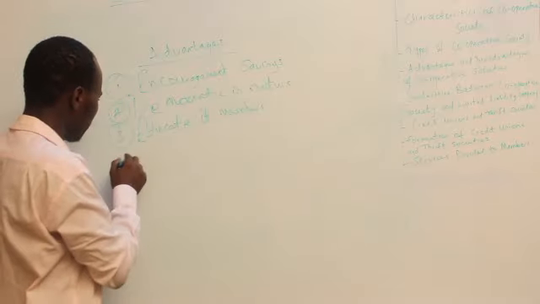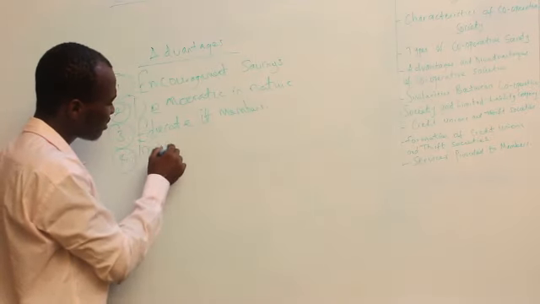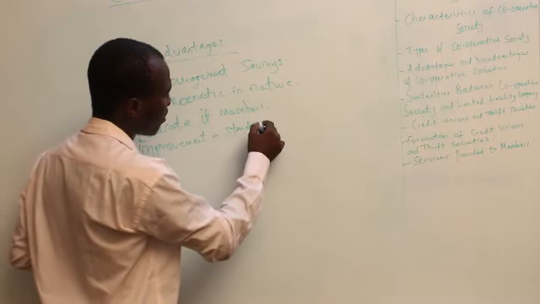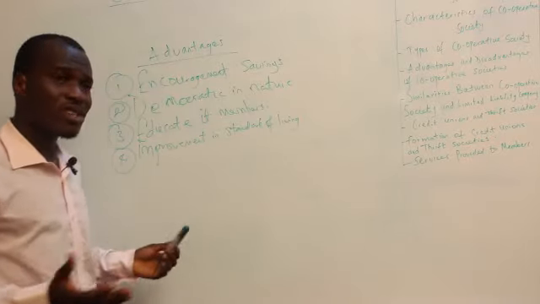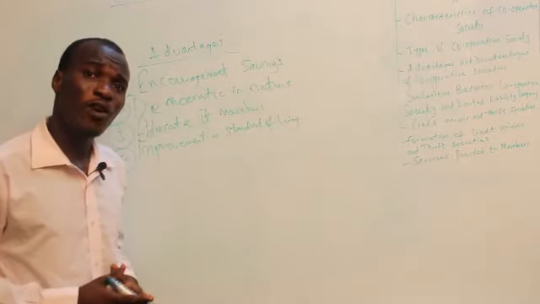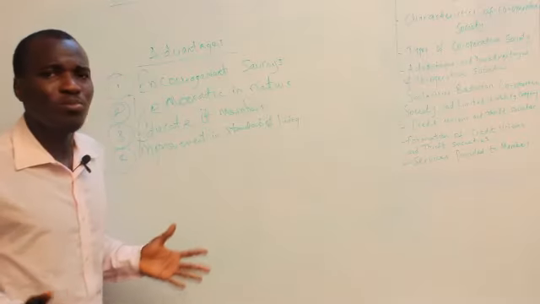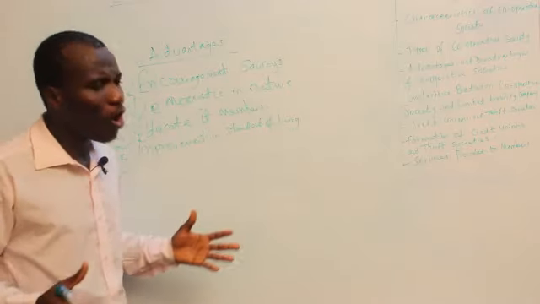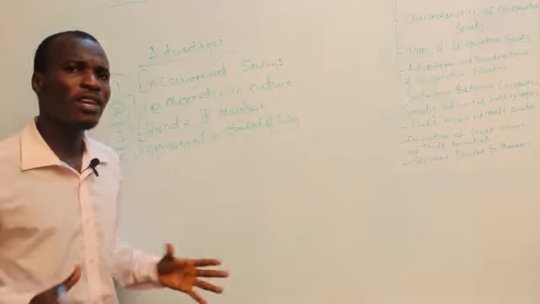So number 4, we have improvements in standard of living. Since the major aim of forming a cooperative society is to satisfy the welfare of its members, when this aim is met, there will be an improvement in the standard of living of its members, which is one of the advantages of the cooperative society. So it helps to improve the standard of living of its members.